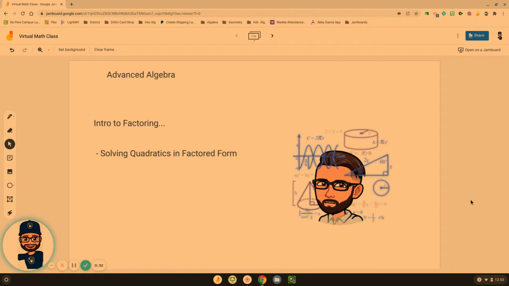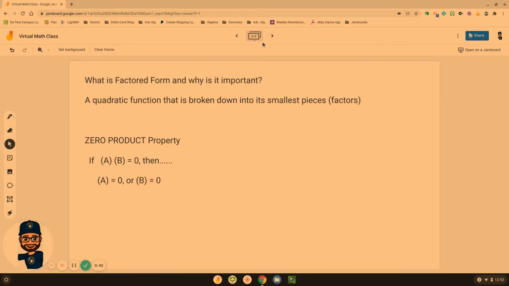So today we're going to be focusing on solving quadratics that are in factored form. So they've already been factored for us. And really the important part here is why. Why is factored form important? What is it? And how does it help us?